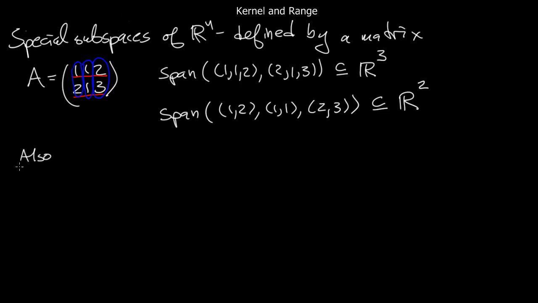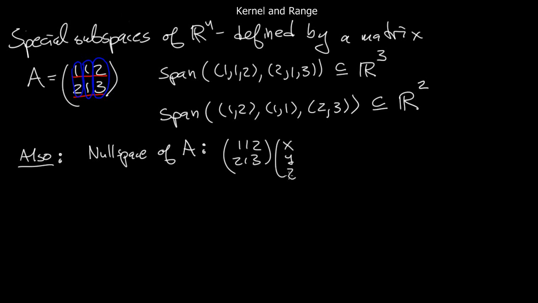Well, something that we've seen before, although we haven't thought of it in exactly these terms, is the following. You can consider the null space of a matrix. That is to say, in our example, you take this matrix and you take the vectors x, y, z such that when you multiply them on the left by A, you get 0.